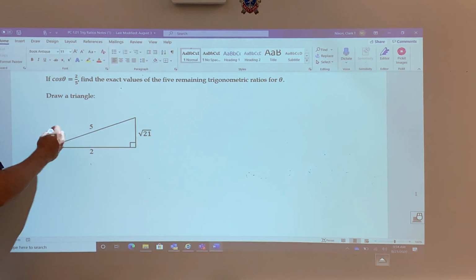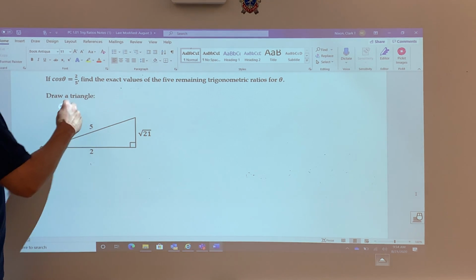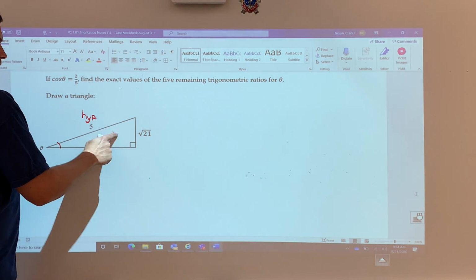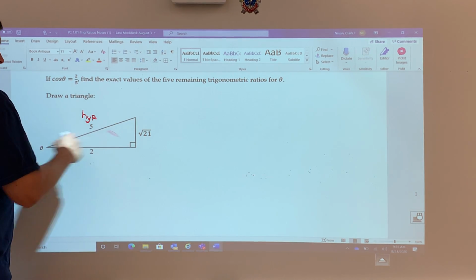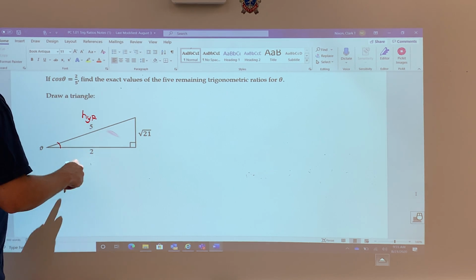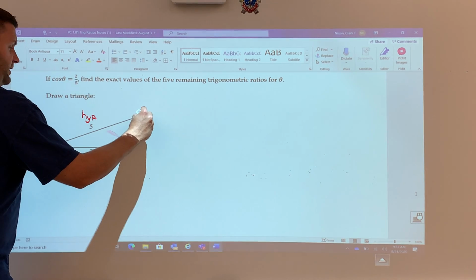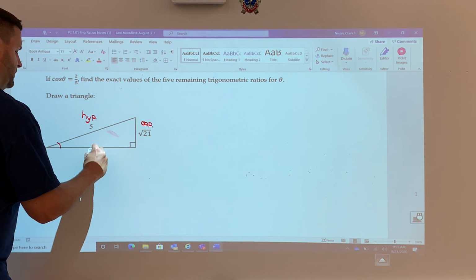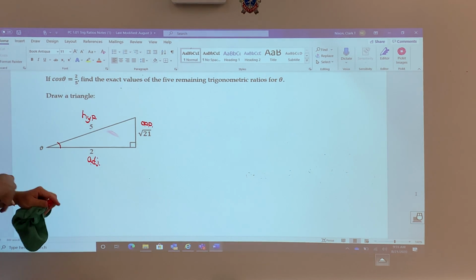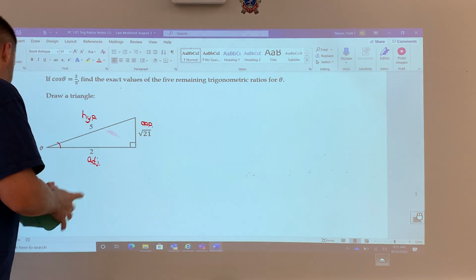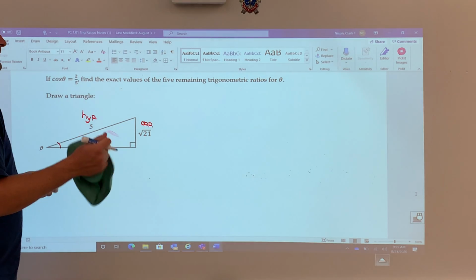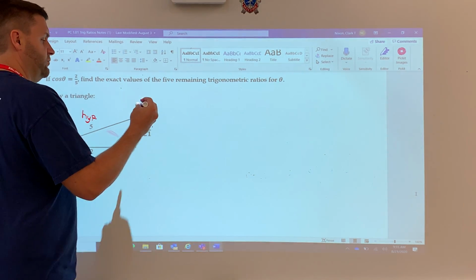So the first thing is that we're looking from this angle down here of theta, okay? So I need to define everything. I know then that this is my hypotenuse, opposite the right angle, the longest side on the triangle. Based on theta here, I know then that this has to be my opposite, and this is my adjacent. Opposite, adjacent, okay? So let's go ahead now and find all of our ratios.